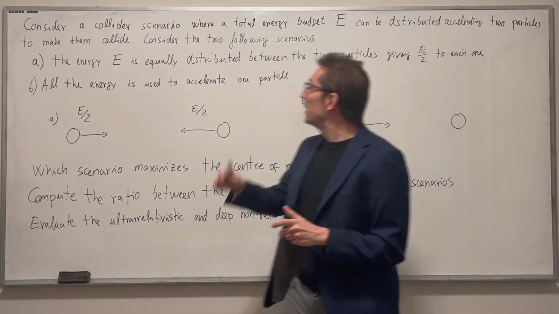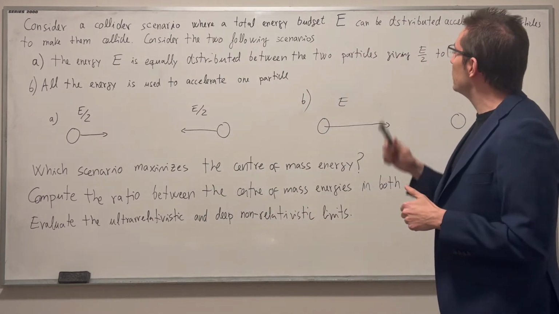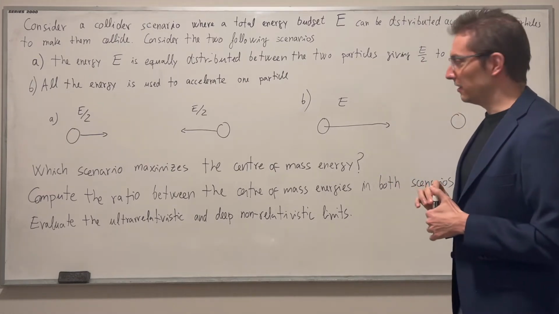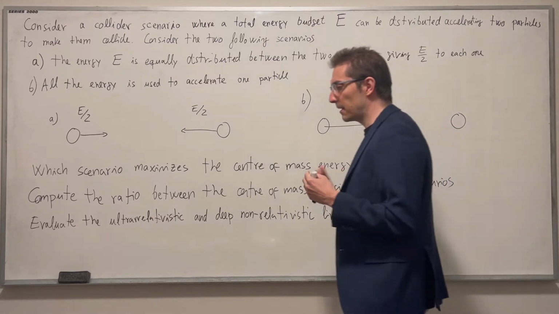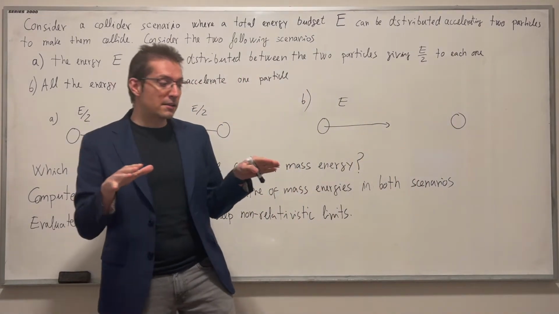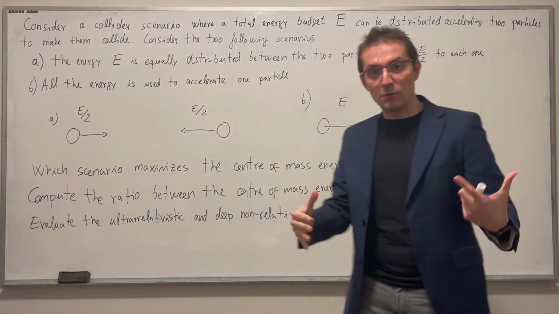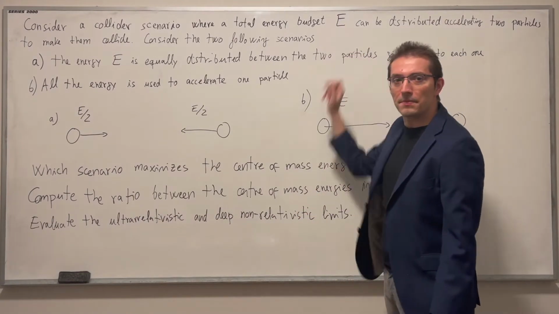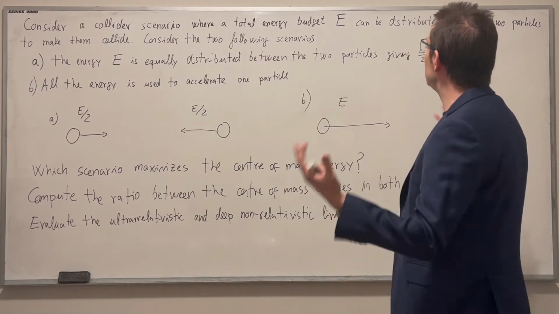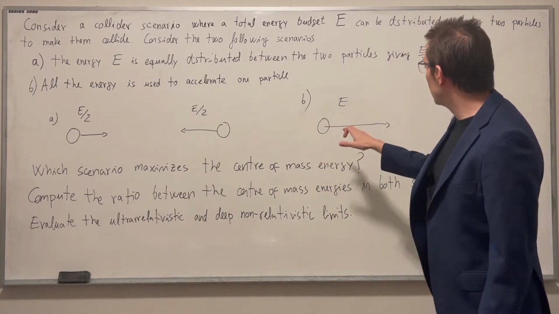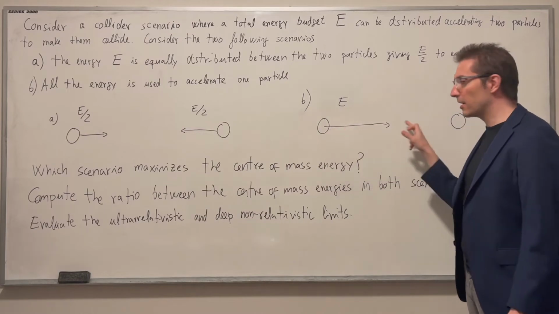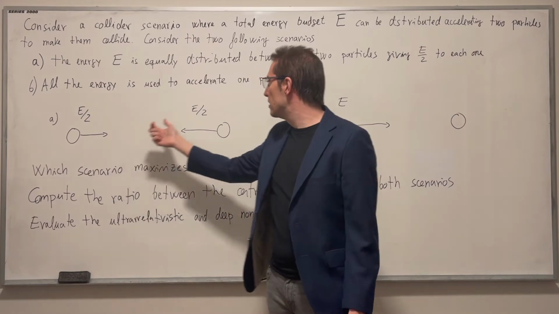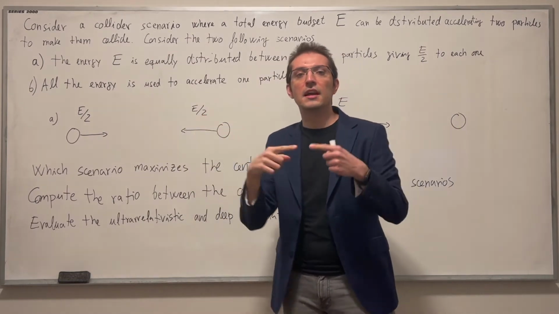All right, let's see. Consider a scenario where we have a total energy budget E to accelerate two particles. You can distribute it between the two particles. And this is a particle collider exercise. So imagine that you are in charge of designing the new LHC, and you have two options. You have an energy budget E, and you have to decide how to split the energy budget. You can either use all the energy to accelerate one particle, or you can use half of the energy to accelerate one particle and the other half to accelerate the other in a collision.